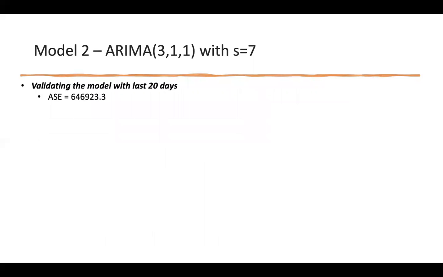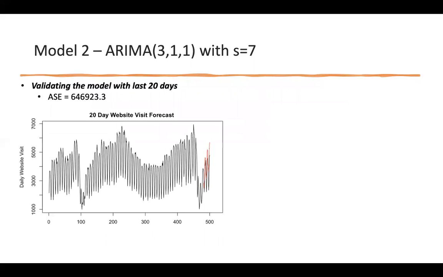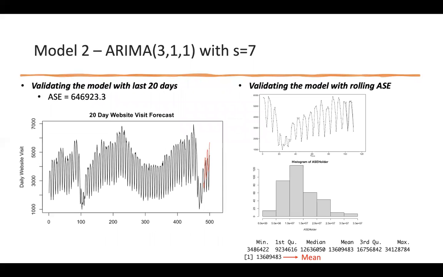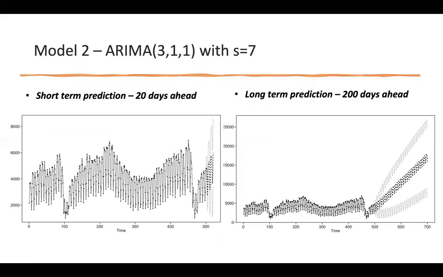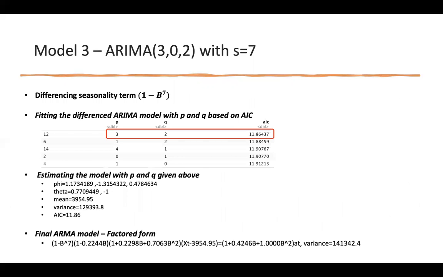Using the final model, the last 20 days are forecasted and compared with the actual data. Also, the rolling window ASE came out to be around 13 million, which is slightly less than the ARMA model. Short-term forecasts look okay. However, due to having a trend term in the model, the upward trend in forecasting continues to grow as well as the prediction limits due to the seasonal component. For long-term forecasting, this model is definitely not a good fit.